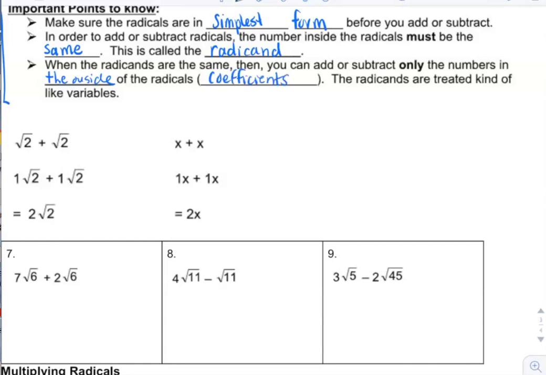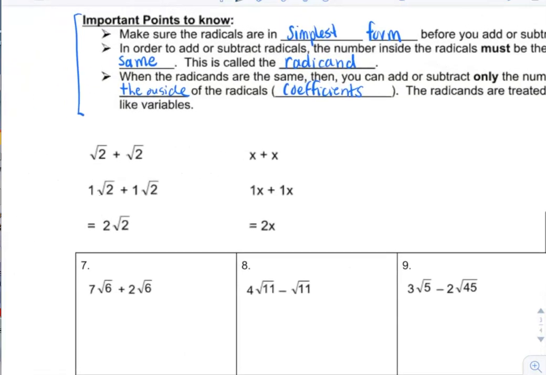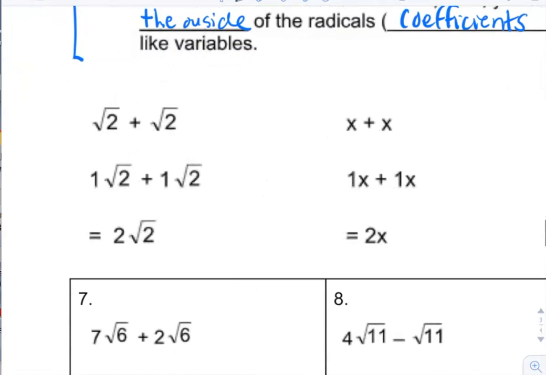All right, the radicands are kind of treated like variables. So looking at some examples here, if I had rad 2, or the square root of 2, plus the square root of 2 right here, you want to think of that as your coefficient essentially being 1. We just don't need to write it. So you can see that here. When you add up 1 rad 2 plus 1 rad 2, that becomes 2 rad 2.